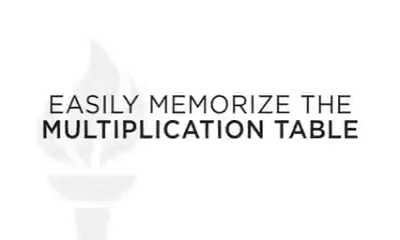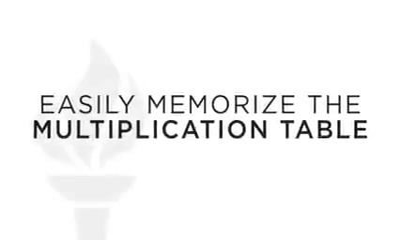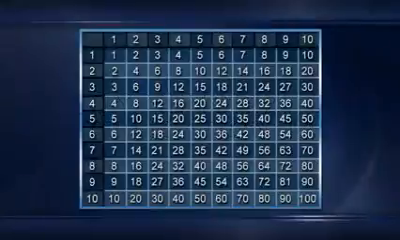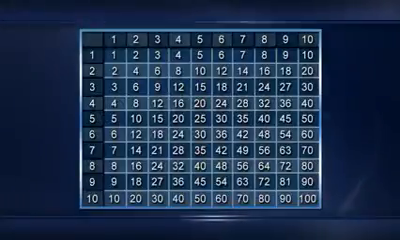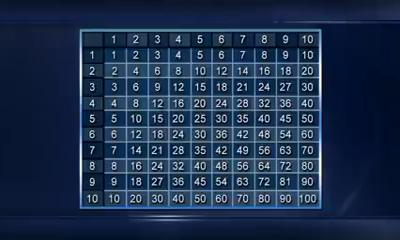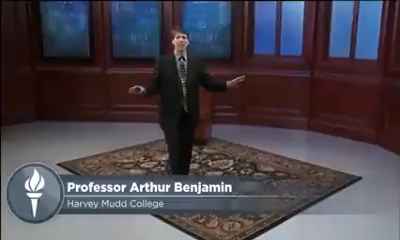At first glance, the multiplication table seems to be quite imposing. After all, it contains 100 facts. Look at it. How could any child be expected to memorize that? And yet I claim that more than half the table takes no time to learn.